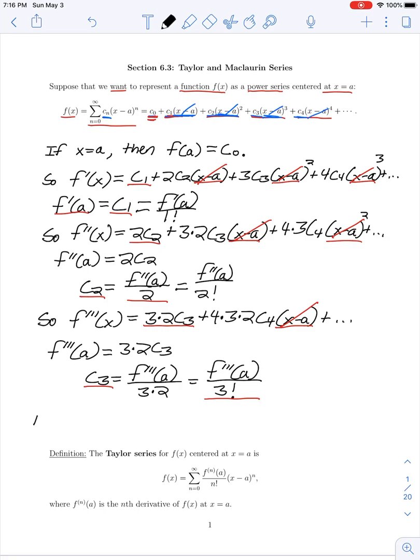So if we were to repeat this process, we keep seeing the same pattern emerge. So we can say that in general, the coefficient for the nth term of my series, that is c sub n, would be given by the nth derivative of my function, evaluated at x equals a, divided by n factorial.